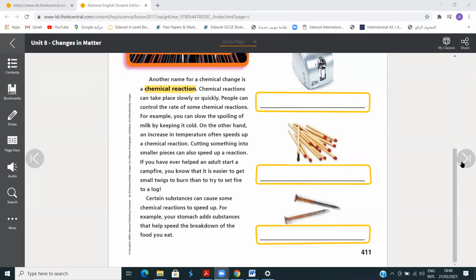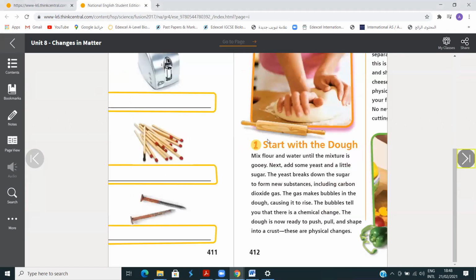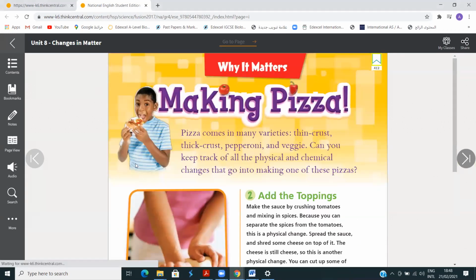Okay, my students, we will look at pizza. This is color change and odor change. Odor means you will smell. Here my students, making pizza.